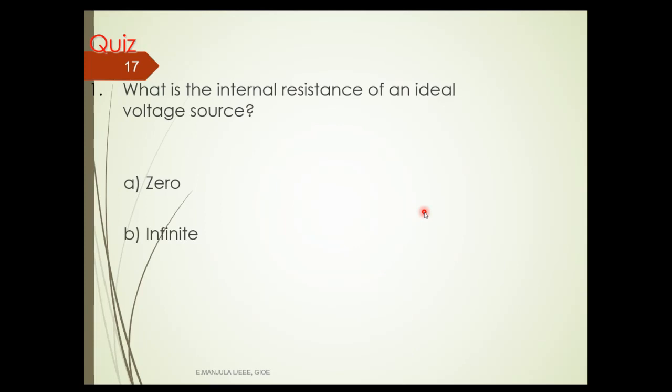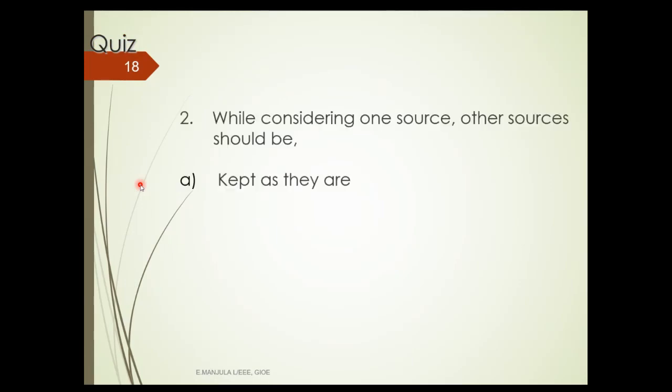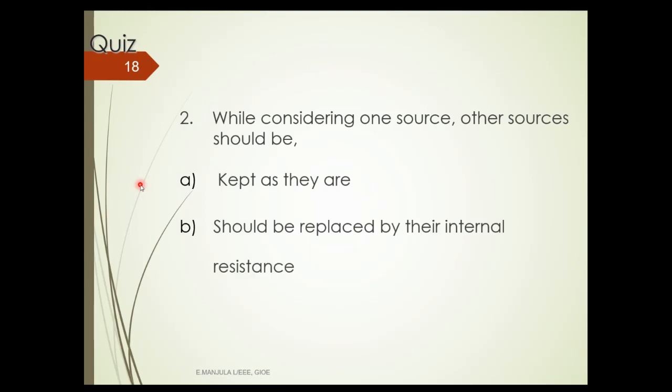We will see one quiz: what is the internal resistance of an ideal voltage source? It is 0. That is why we are shorting it. So while considering one source, the other source should be replaced with its internal resistance.